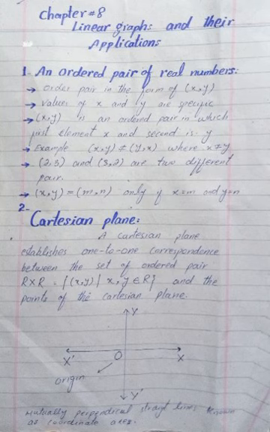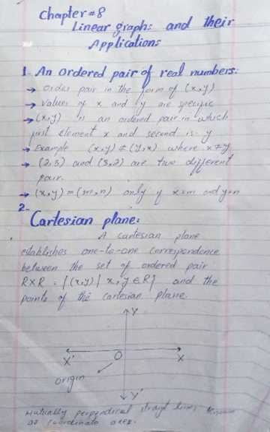Specific order, the values of x and y should be specific. The value of x can't be the value of y, so that's why the ordered pair is of the form (x, y), and the values of x and y are specific. And point number 3, (x, y) is an ordered pair in which the first element is x and the second element is y. For example, in the fourth point, the ordered pair (x, y) is not equal to (y, x), where x is not equal to y.